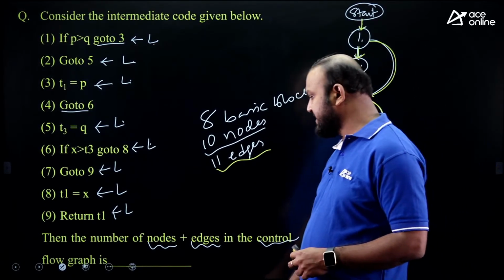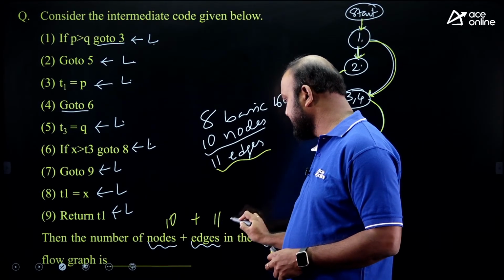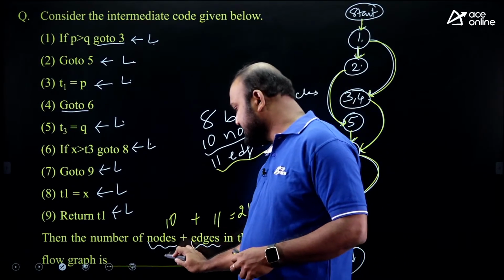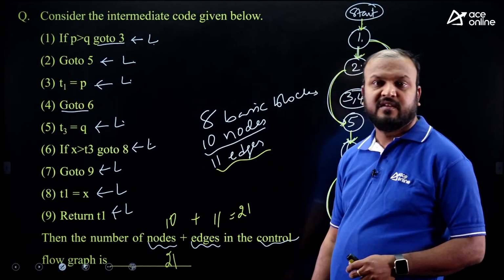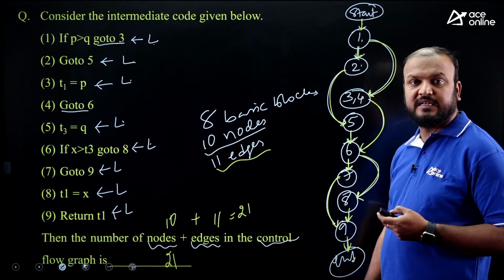The question is about nodes plus edges. Nodes are 10, edges are 11, 10 plus 11 equals 21. So the answer for this question is 21. This is another question. Okay, hope you understood.